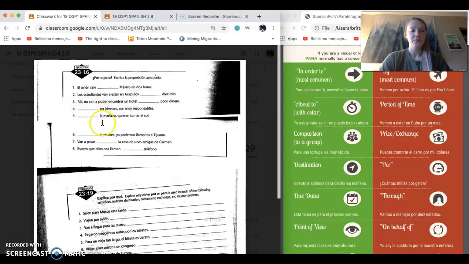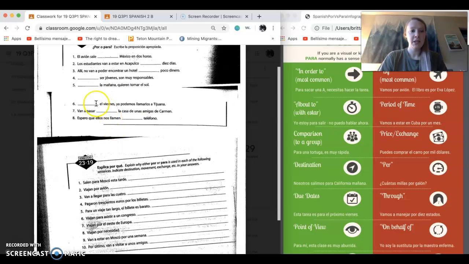Number 5. Blank, la mañana quieren tomar sol. Okay, so for the morning, they want to sunbathe. Okay, this is a length of time. So during the morning, they want to take sol. So what's a period of time? Por. So por dash period of time. This is also just a common phrase that is always por. So if you see la mañana, it's always por.